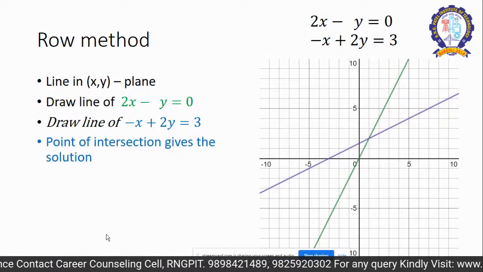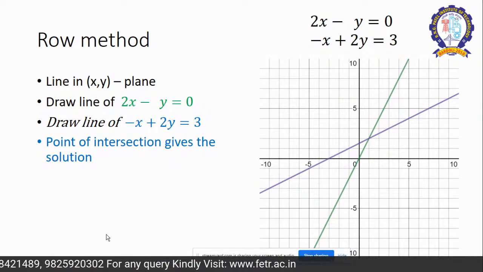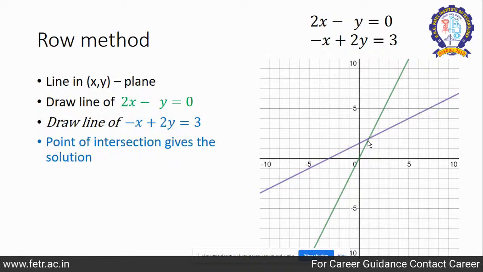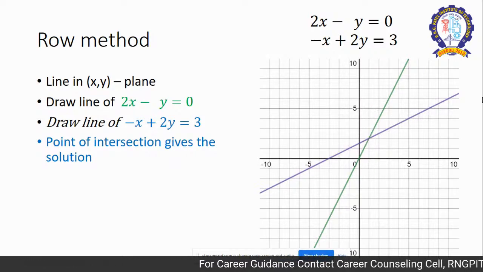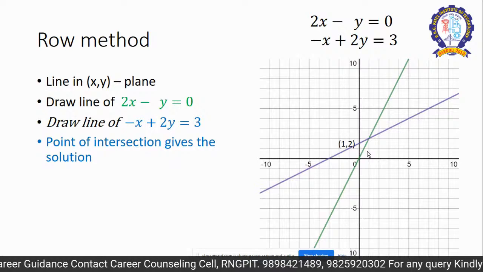Now the point of intersection gives the solution. This particular point gives the solution of this system of equations. So x = 1 and y = 2 gives the solution of these equations.